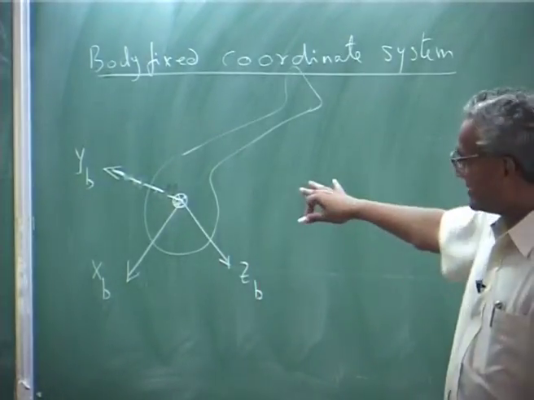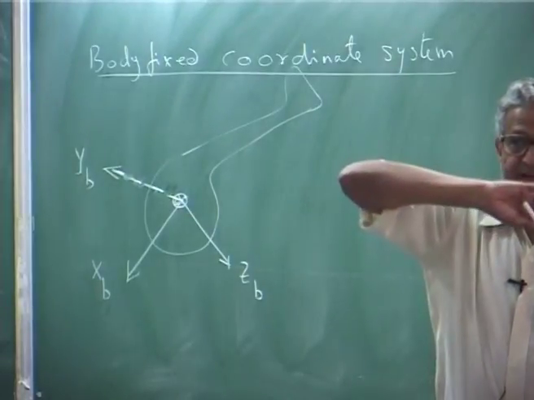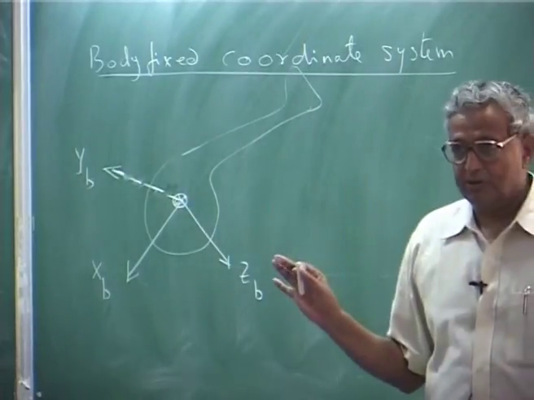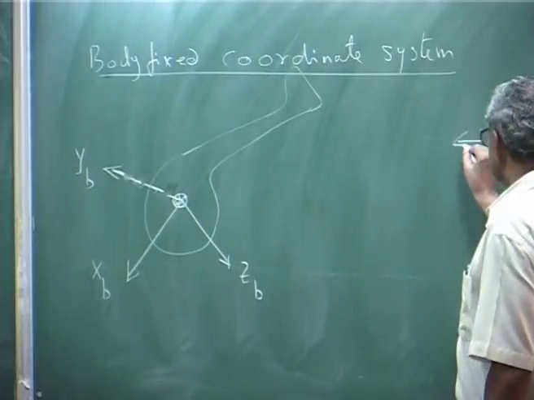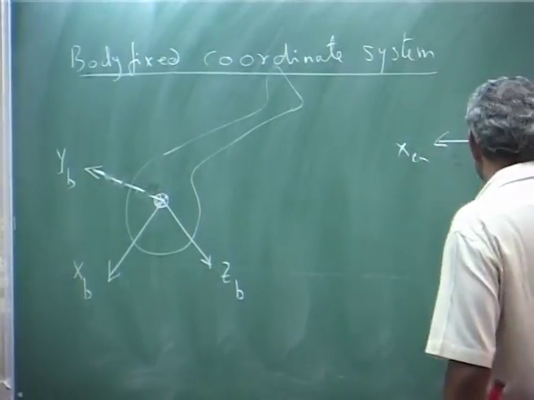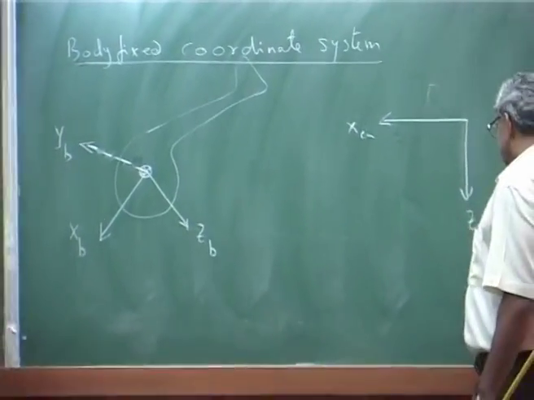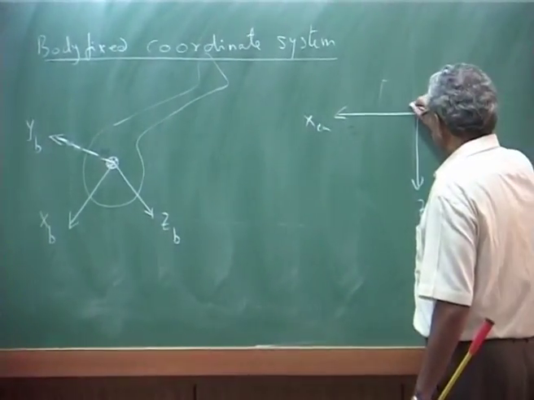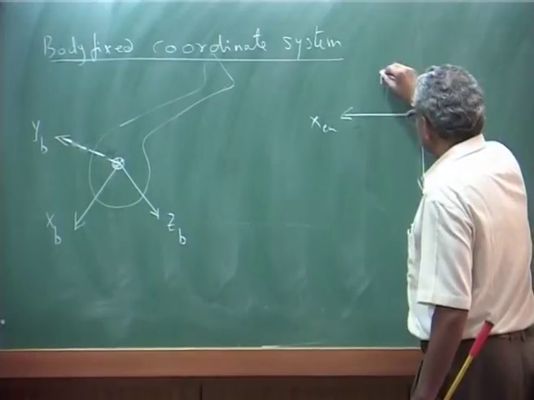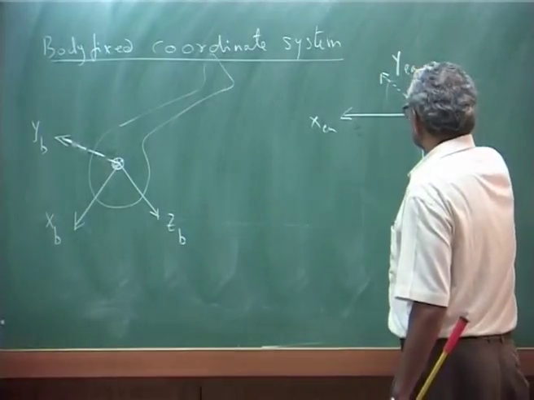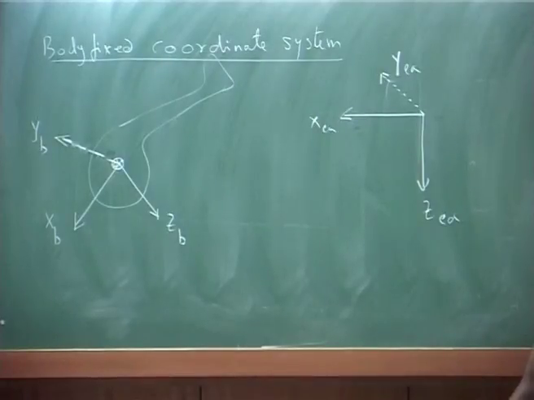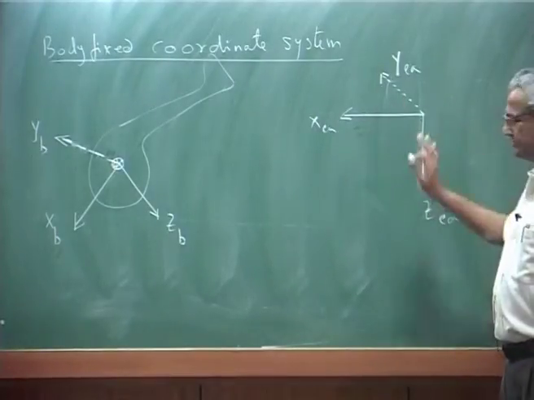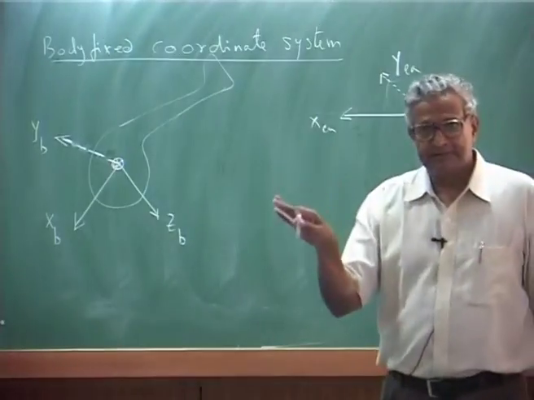Now, how do I get this? This means you have to first define an earth coordinate system. Earth coordinate system, you can say this is my X earth, Z earth, and this is Y earth. You can have this in any direction, local.